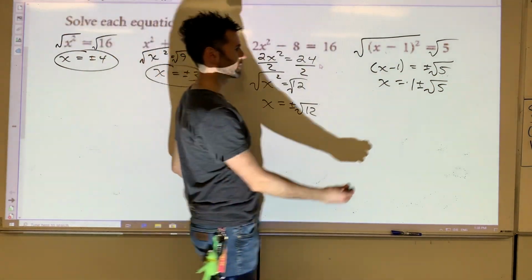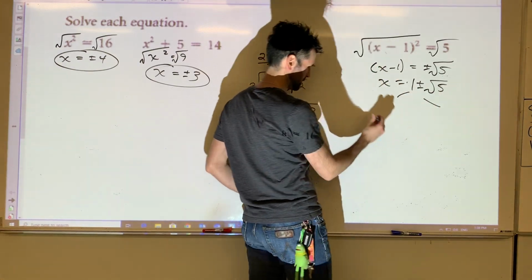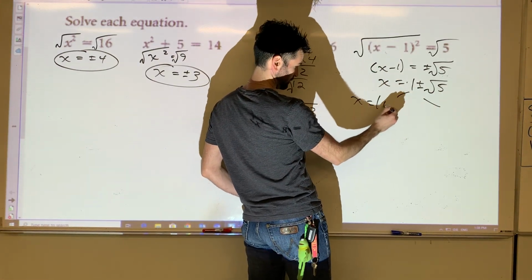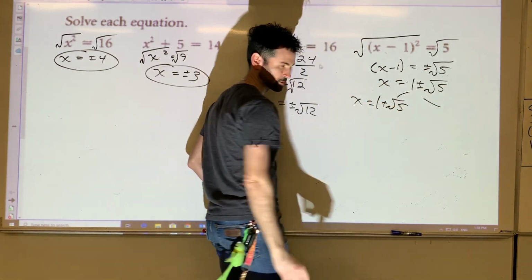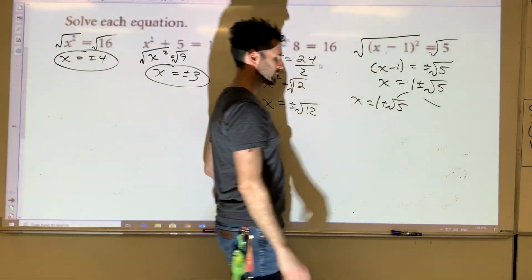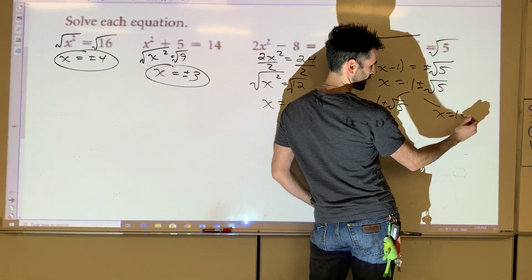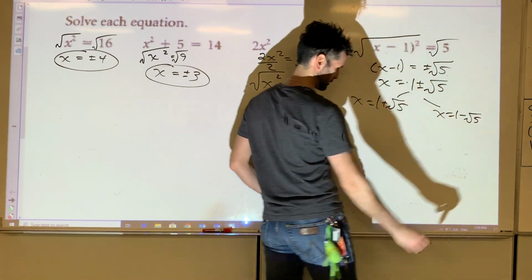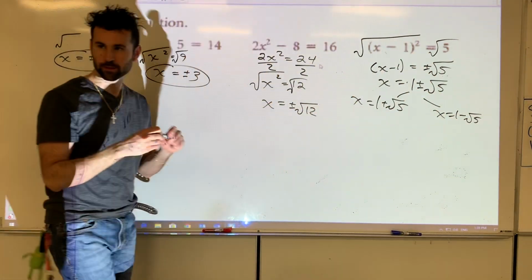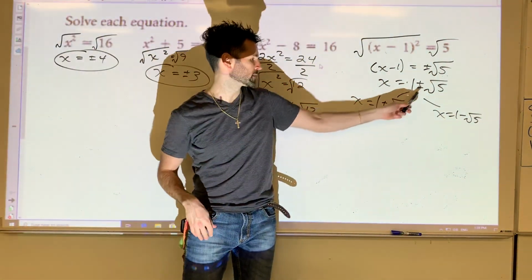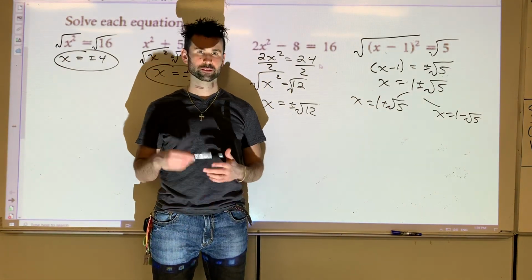And just to be clear, what that plus or minus means is that one of my x-intercepts is 1 plus square root 5, whatever that is. The other one is 1 minus square root 5. So that's what the plus or minus means. You can just take a shortcut and write this instead of writing 2 of those, okay?